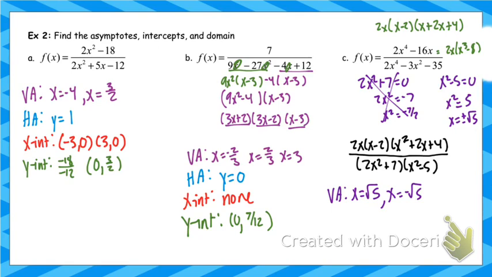All right, then we're going to go to horizontal asymptotes. So we'll look at the degree of the top and the degree of the bottom. So this was the same degree. So I would divide those leading coefficients. And I get y equals 1.